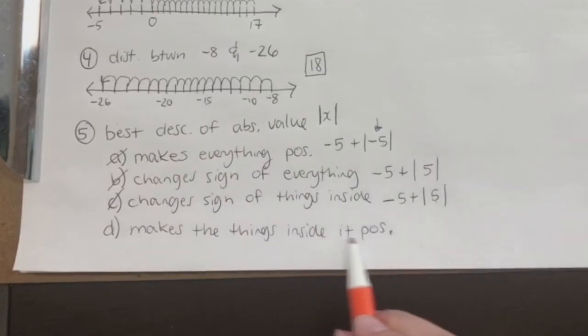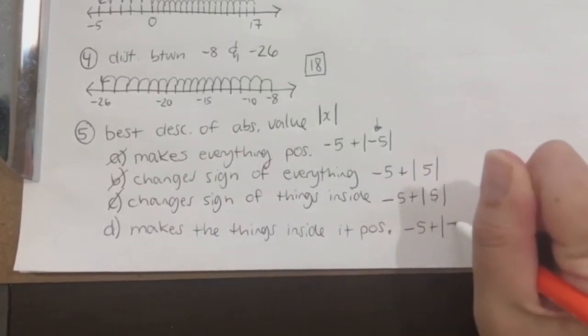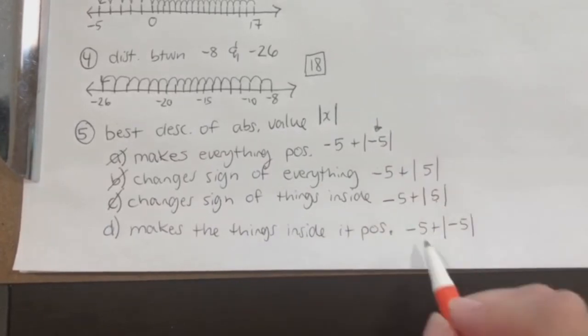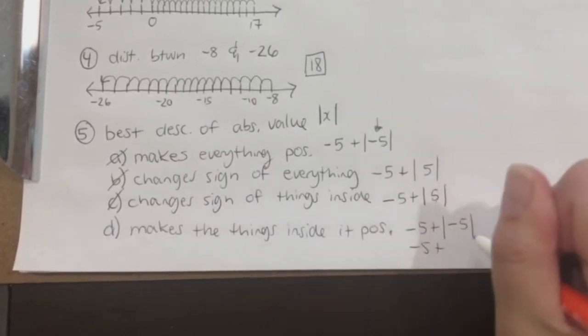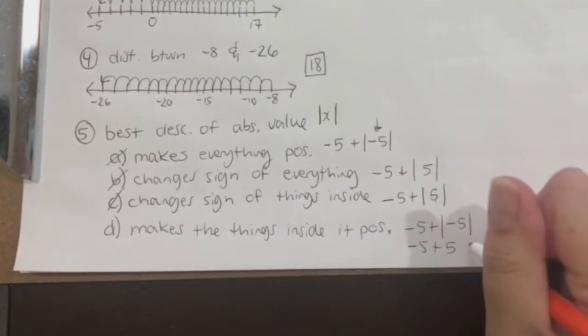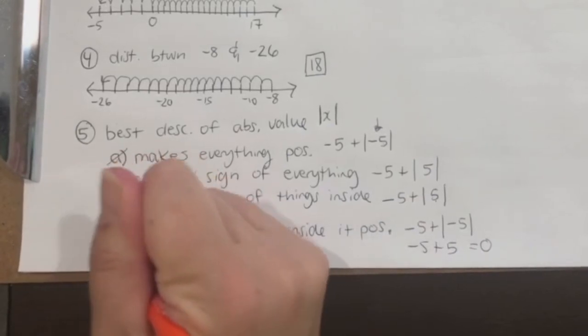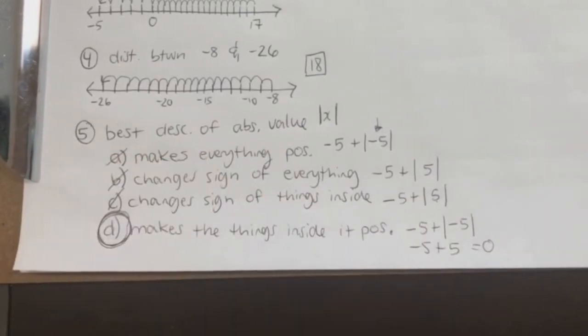Makes the things inside it positive. That's correct. -5 plus the absolute value of -5. So this would be -5 plus +5, because we're making it positive, and that will equal 0. And that's the correct one. So D is the correct answer. Makes the things inside it positive.